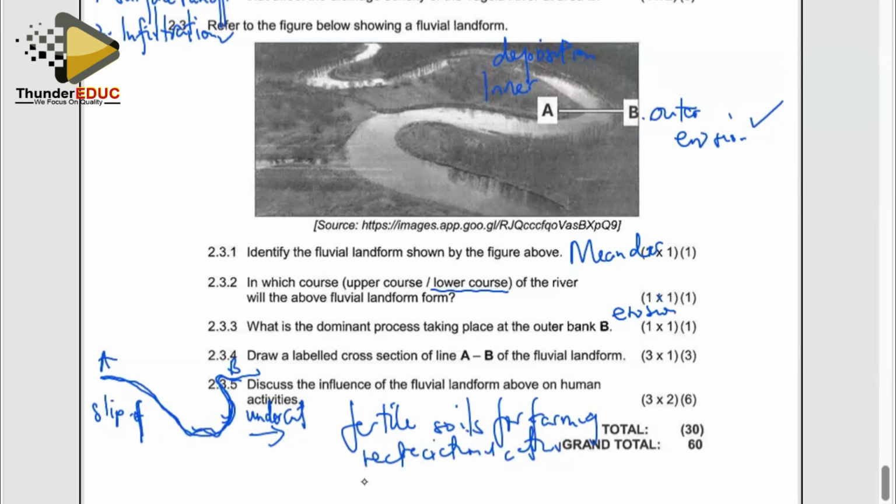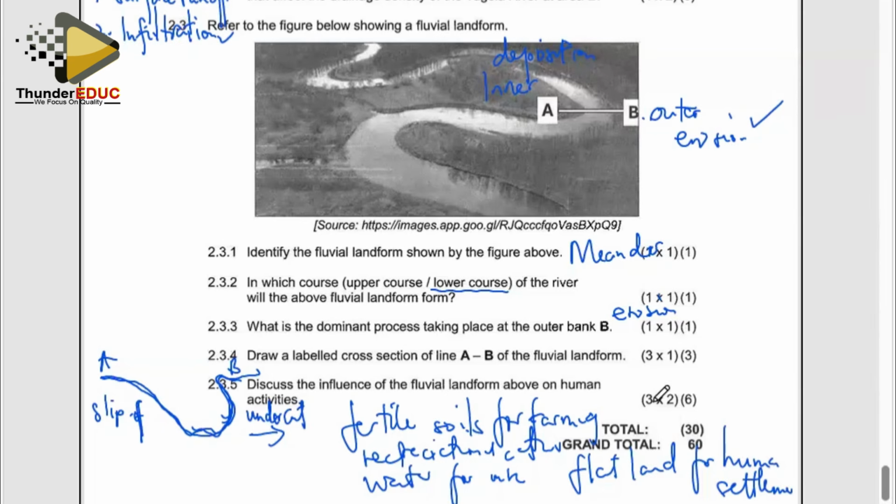Possible. You can also look at water for domestic or commercial use, or for farming. You can also look at flatland for human settlement. It avails flatland where you can settle. So that is basically what you focus on.